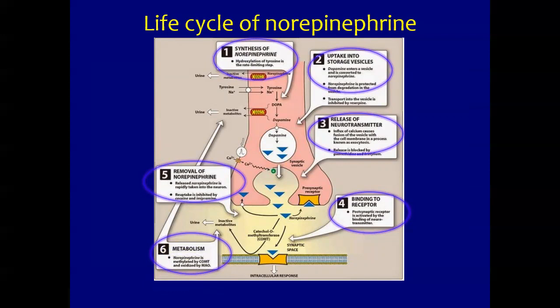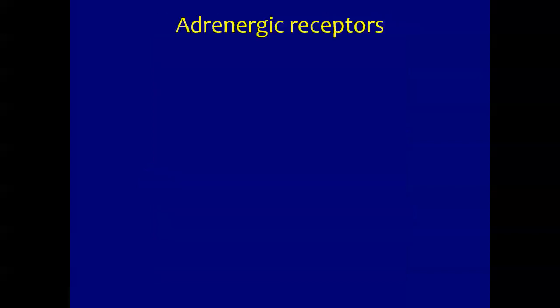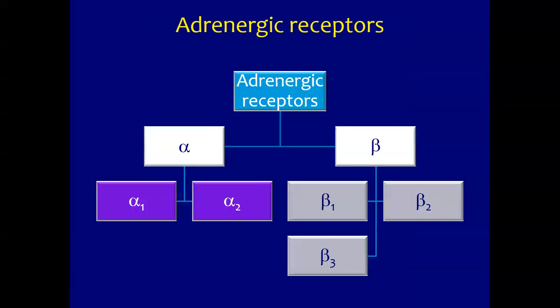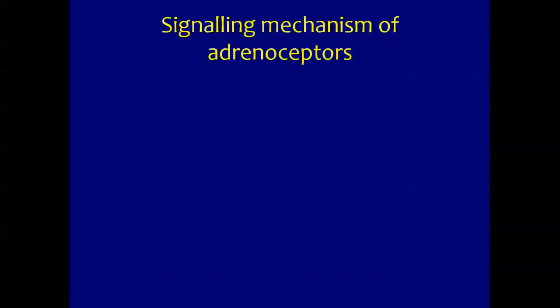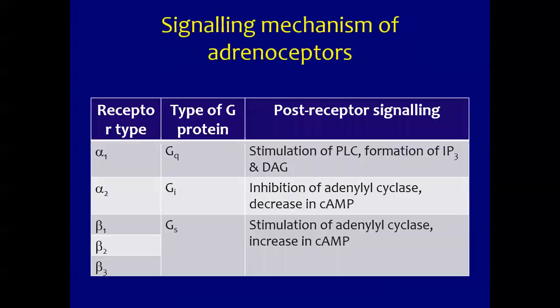Any question? No? Now receptors, like cholinergic receptors, adrenergic receptors are mainly of two types. What are they? Alpha and beta. Alpha is again divided into alpha 1 and alpha 2, and beta into beta 1, beta 2, and beta 3. One by one, the signaling mechanisms.